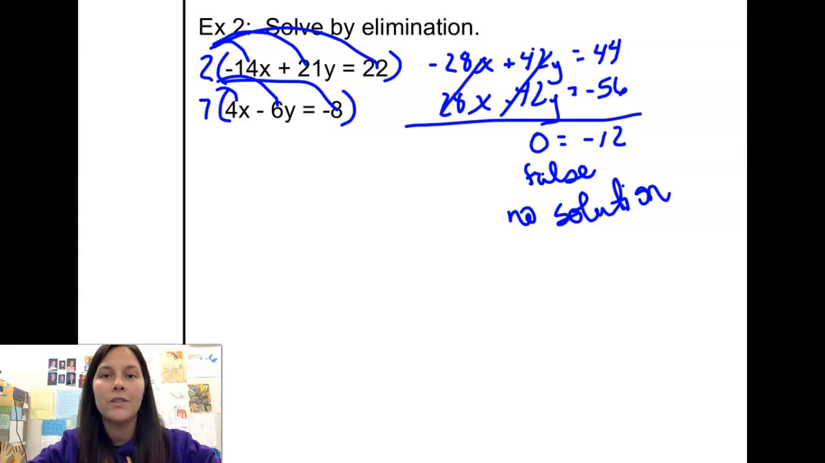Tomorrow we're going to review solving proportions, which is a really key skill for geometry. And then on Friday, we will have a quiz over everything we've learned from this unit so far, as well as those proportions.